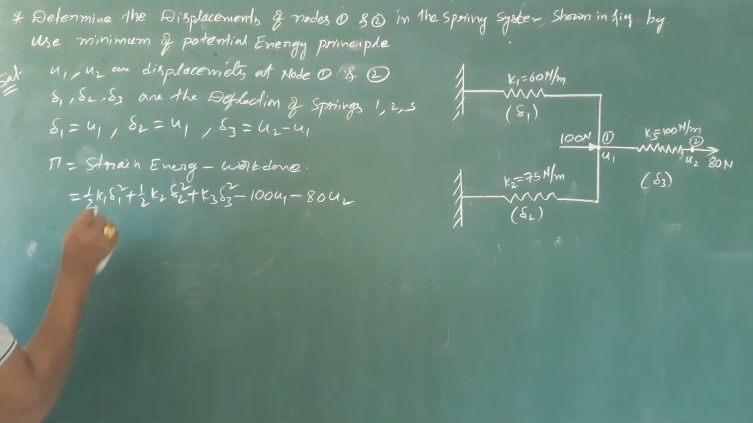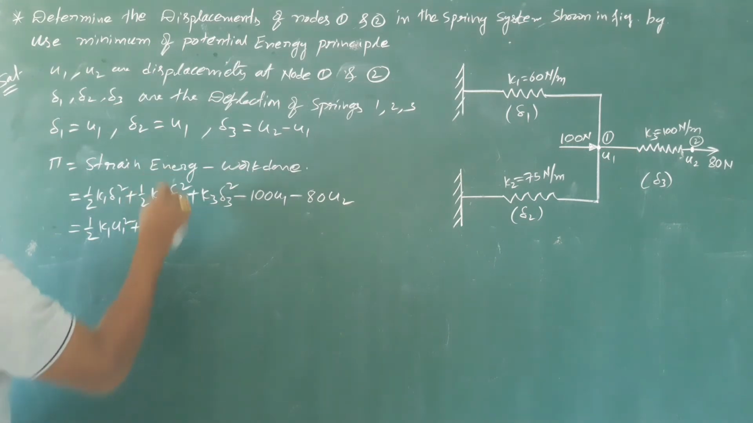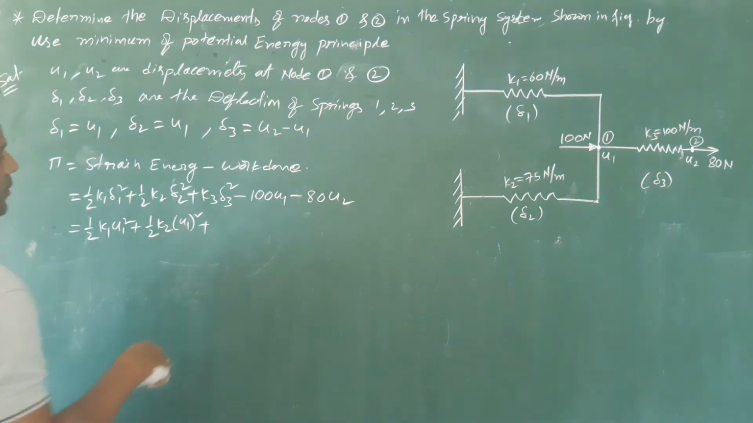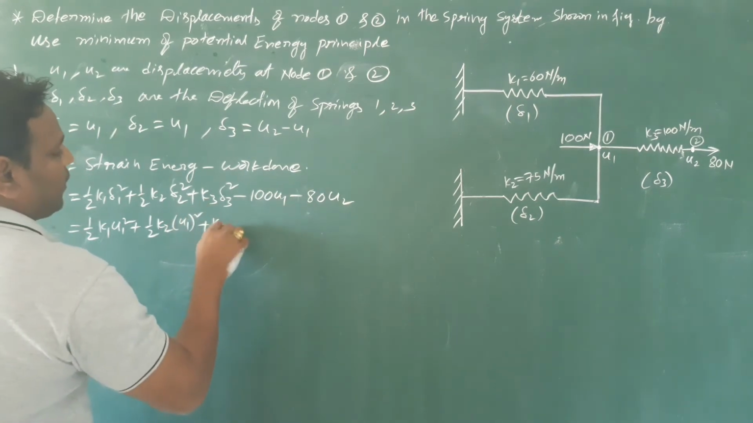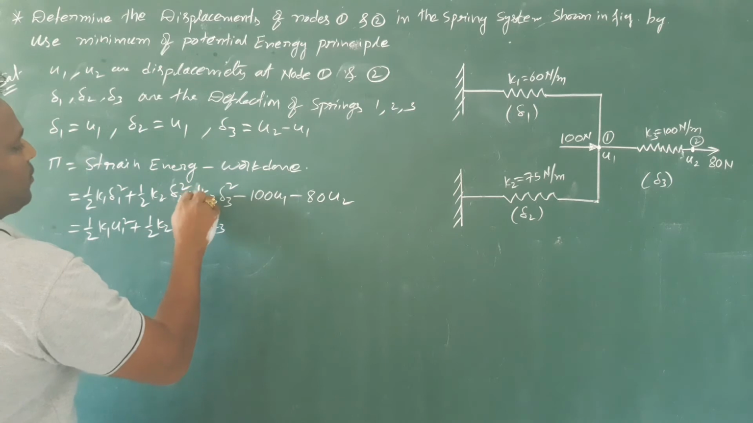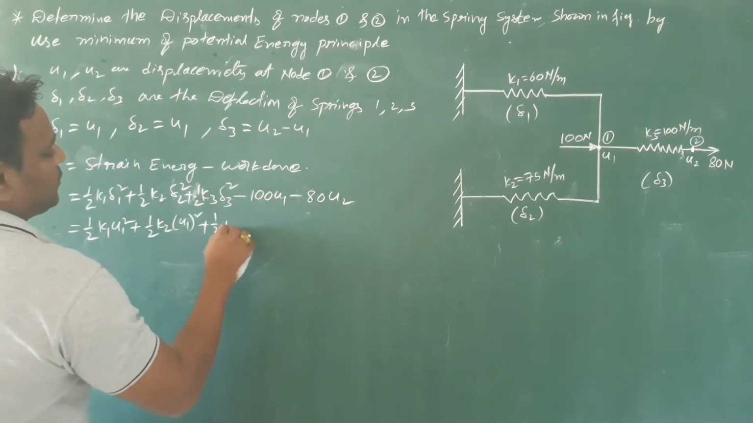We get 1 by 2 into K1, delta 1 means U1 square, plus half K2, delta 2 means U1 square, plus, sorry, here is half K3.